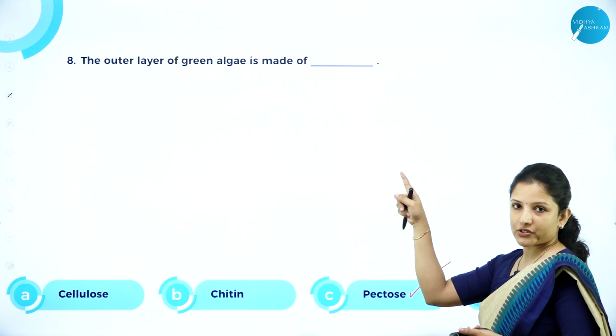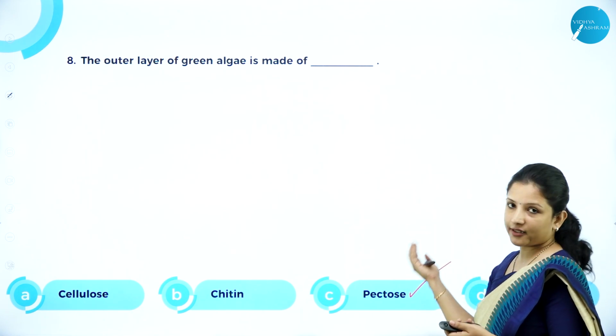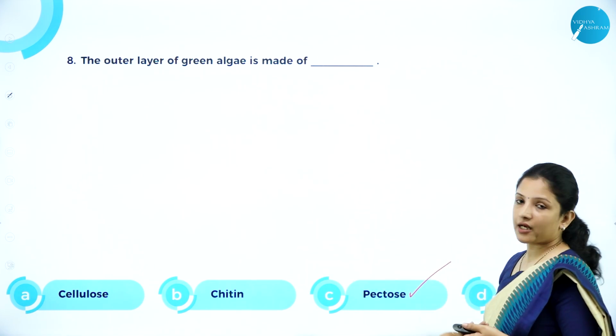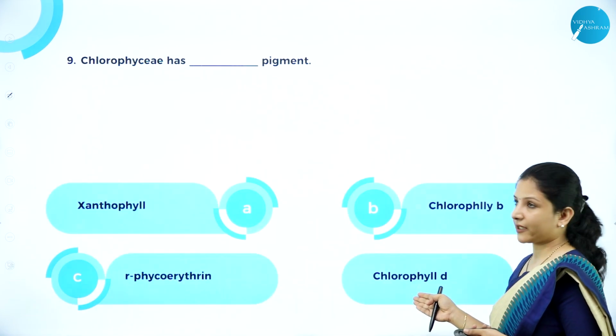So understand the question. They can ask the inner layer of green algae is made of. It will be cellulose as the answer. But here the question is the outer layer of green algae is made of. So therefore the answer is pectose here.